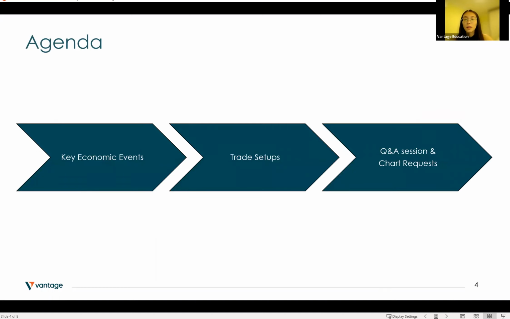So this is the agenda that we will be covering for today. So we will be covering mainly the key economic events. So for that, we will be hopping on to the economic calendar, right? Just to see what are the key events released for today, right? So this is important, especially if we're trading the FX markets. We want to be sure that we are not caught in the middle of a huge event, right? So for example, your central bank's interest rate decisions. So this can cause quite a bit of volatility.